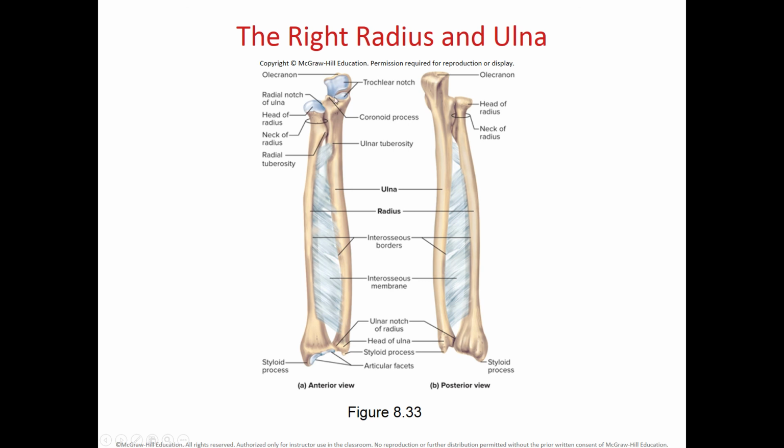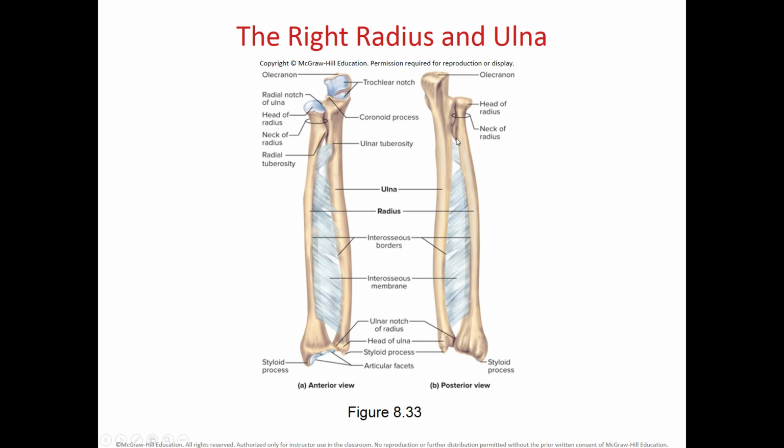And then in the proximal part of the ulna, you have the olecranon, which is our elbow bone, and then you have the trochlear notch, and then you have the coronoid process. And then you have the ulna connecting to the radius at the radial notch of the ulna. And then you have the ulnar tuberosity just here. And then this is the posterior view of the radius and the ulna.